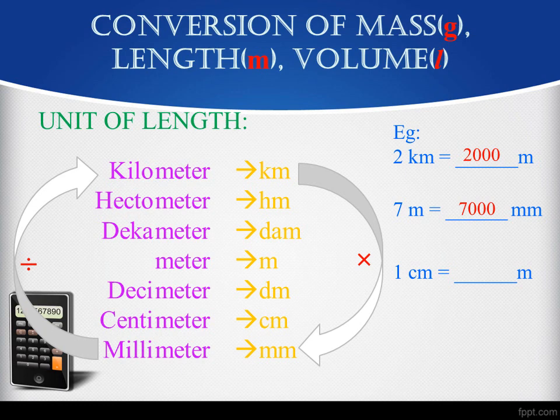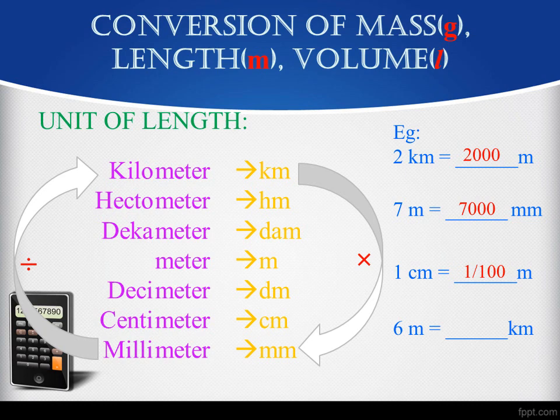Next one, 1 centimeter equal to dash meter. That is, centimeter is the smallest unit and meter is the biggest unit. So we are going to convert small to biggest unit. So we want to do what? Divide. So divide by 10 at each interval. How many intervals are there? 1, 2. So 1 by 10 into 1 by 10 will get 1 by 100. So 1 by 100 meter.